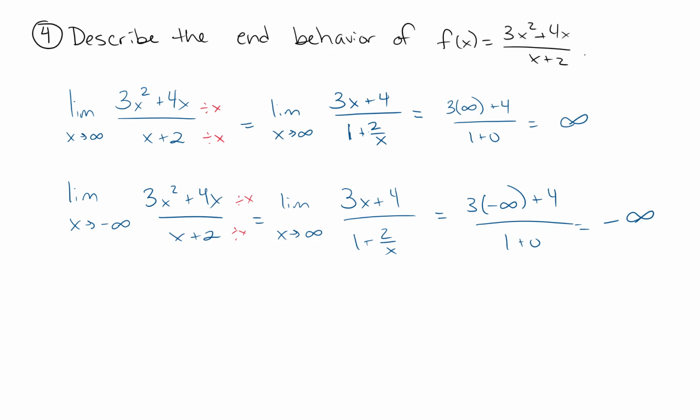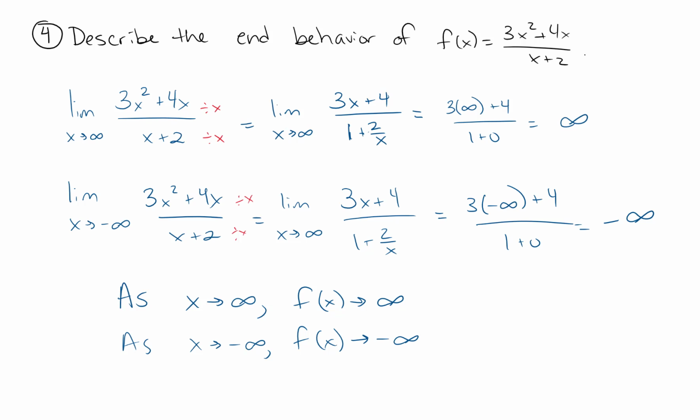So what this means in terms of end behavior is as x approaches positive infinity, our function approaches positive infinity. And as x approaches negative infinity, our function approaches negative infinity. So visually, that looks something like this. We don't really know what's going on in the middle of the function, but overall this would be the end behavior of each side of the graph. No horizontal asymptotes here, but we're still describing the end behavior.